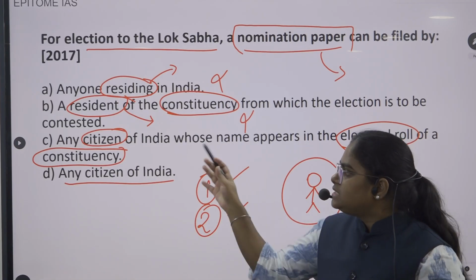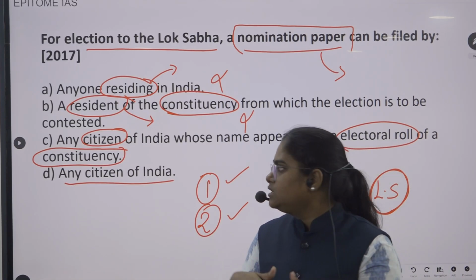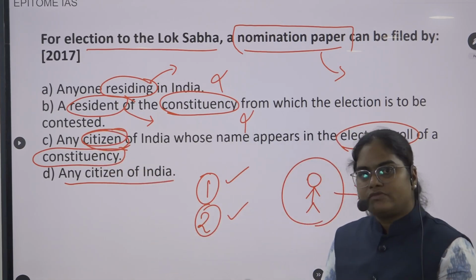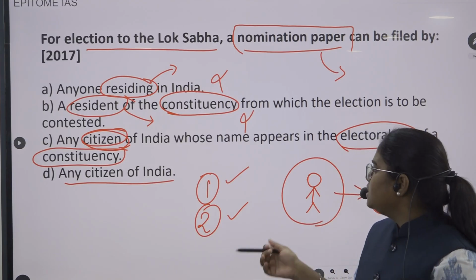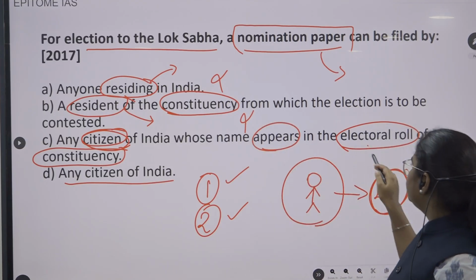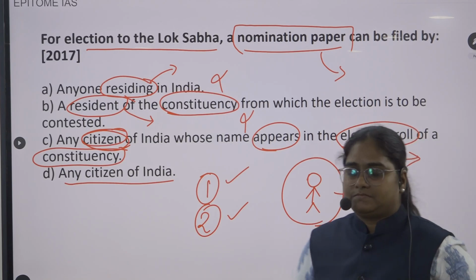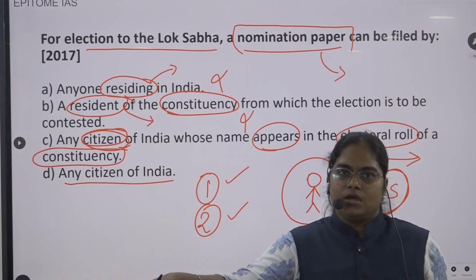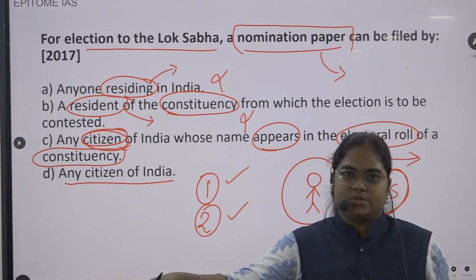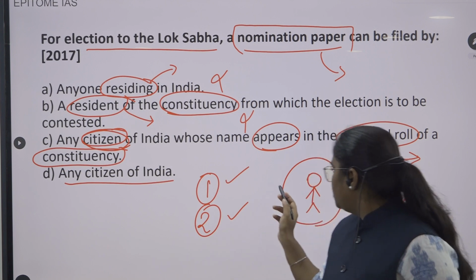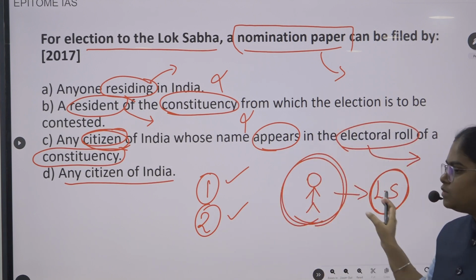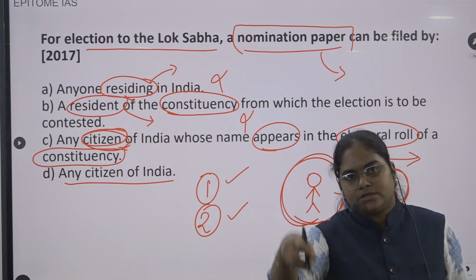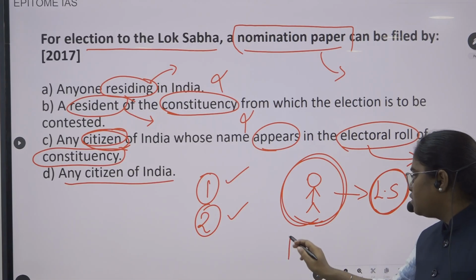Now go to option C and option D. We have two options here. In option C they are saying any citizen of India. Yes, citizen of India, that is one eligibility criterion, whose name appears in the electoral roll of a particular constituency. Now tell me, is that an eligibility, whether any person who wants to contest in a particular Lok Sabha election, whether his name should be in the electoral roll of that particular constituency?